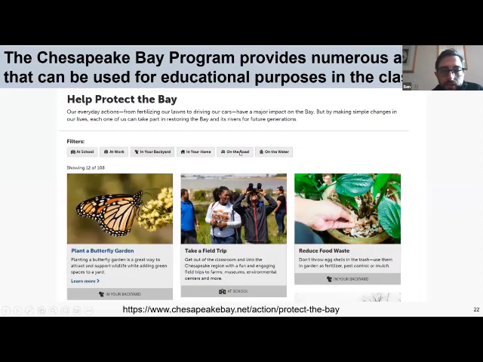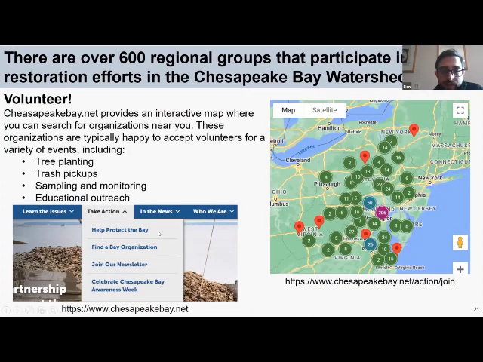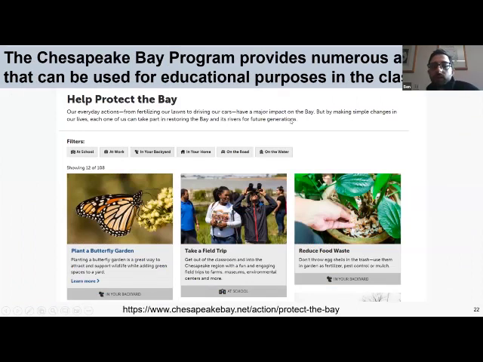And then also under Help Protect the Bay, in the same Take Action tab, they provide 108 activities that you can do, and a lot of these are at school or in the classroom or in your backyard, that you could potentially bring into the classroom with your students. If you decide that contacting a group and trying to meet up with another organization is too much, you can probably find something in here that is related.